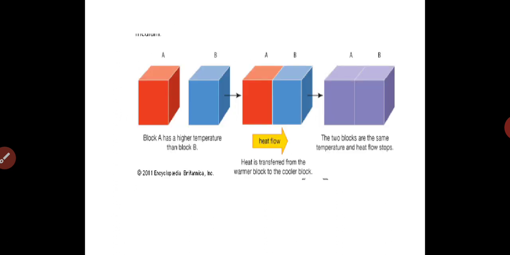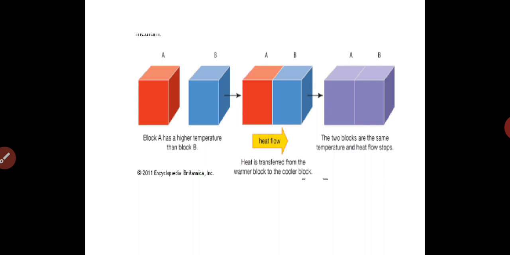Now, here you can see the illustration. The first box painted red is block A, while the second one is block B. They are apart. There is no heat transfer because they are not in contact. Now, assuming box A is very hot and box B is cool.